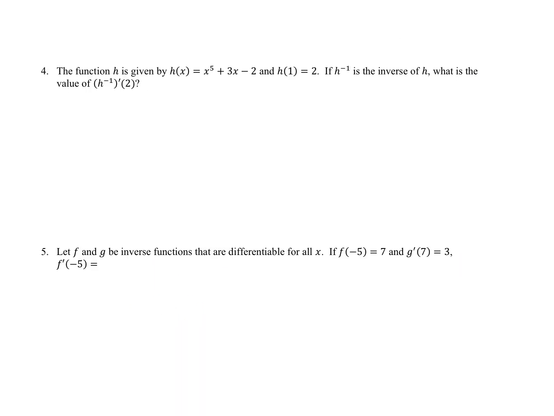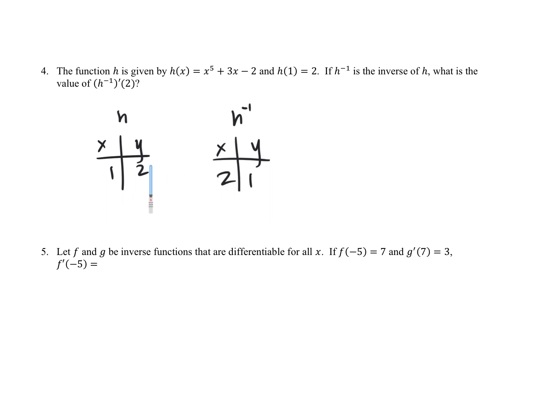Okay, so on this one, they didn't give us points. They gave us actual functions. It says h is this function, and then they gave us a point. h of 1 is 2. They want to know what is the inverse's derivative when x is 2. So here's how I like to think of it. If h has the point 1, 2, what points would the inverse have? 2, 1.